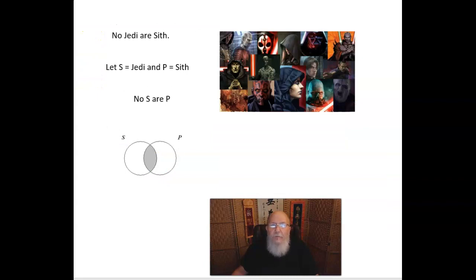Here we have the claim that no Jedi are Sith. So we're going to let S equal Jedi and P equal Sith, and that gives us the universal form, no S are P. And the way we indicate that is, where the 2 circles overlap, we're saying there's nothing. There's nothing that's both an S and a P. Right? There's nothing there. Okay? That's an easy one, I think, to understand.